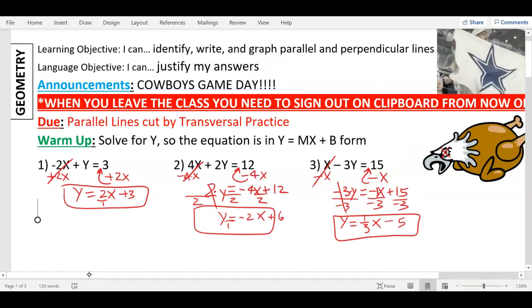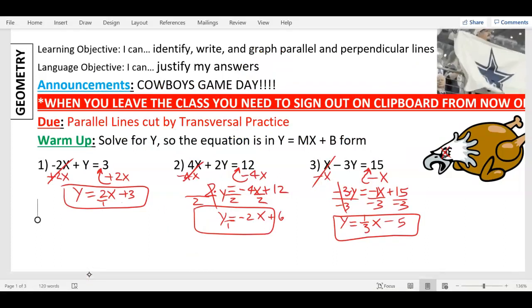All right, so go ahead and get started. You should have a ruler. You're going to have to plot some nice straight lines. You want to use that ruler, okay? And I'm here to help, so if you got questions, please let me know. All right, let's get started.